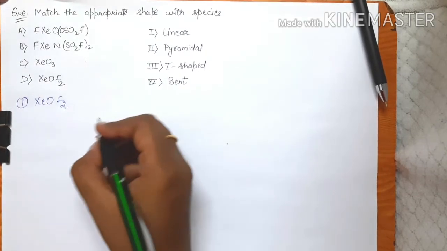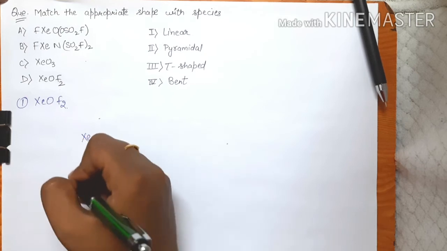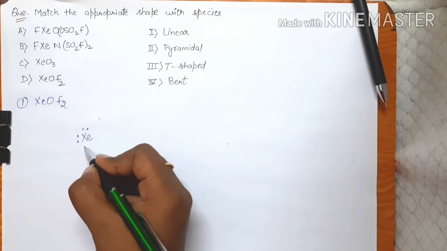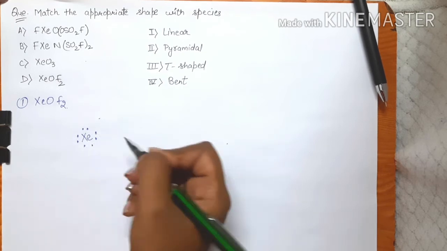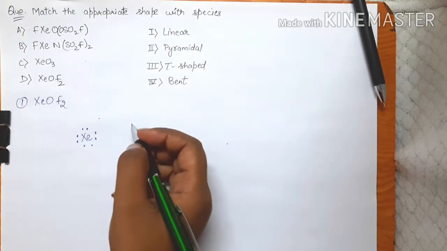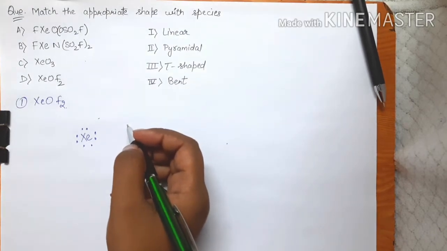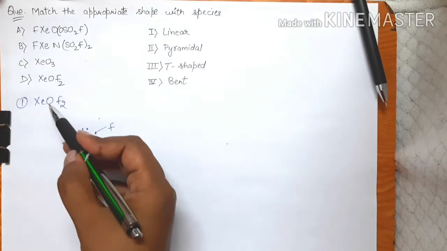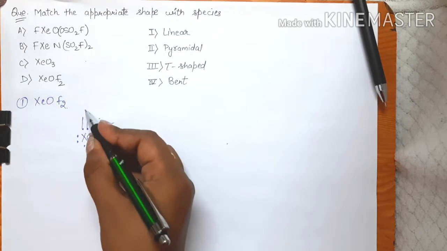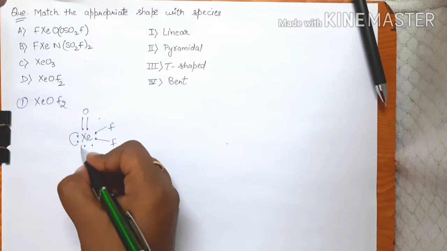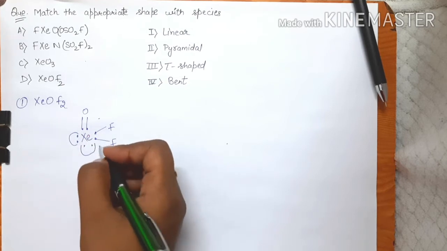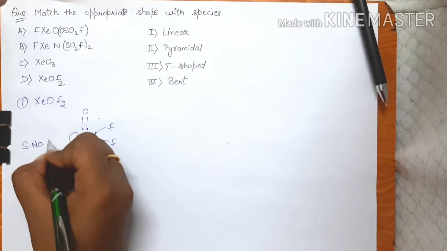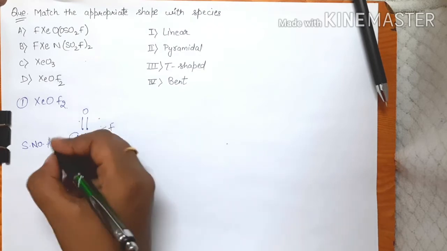XeOF2. Here xenon will be the central atom, right, and it will be having 8 electrons in the valence shell. Now xenon is attached to one oxygen and 2 fluorines. The fluorines are univalent and will be attached like this. Oxygen is bivalent, so it will be attached to xenon like this. So xenon will be having 2 lone pairs and 3 bond pairs. So for XeOF2 we'll get the steric number as 1, 2, 3, 4 and 5.